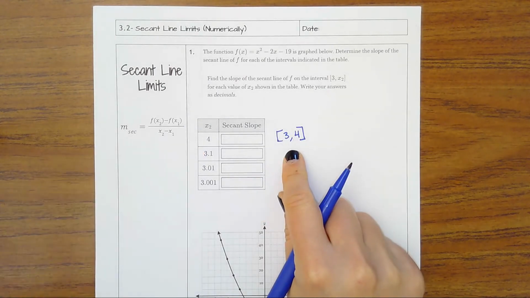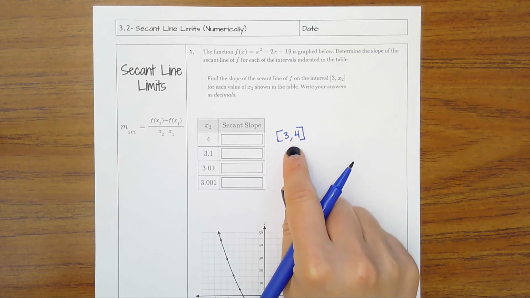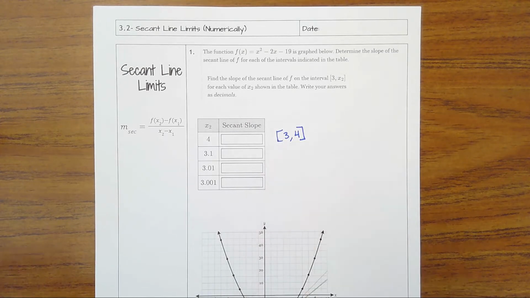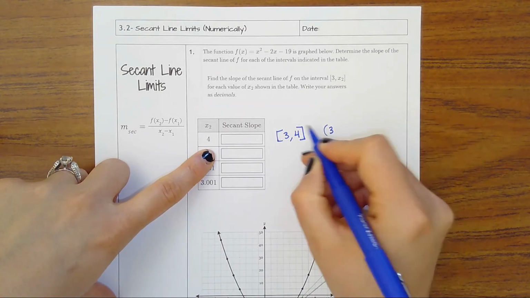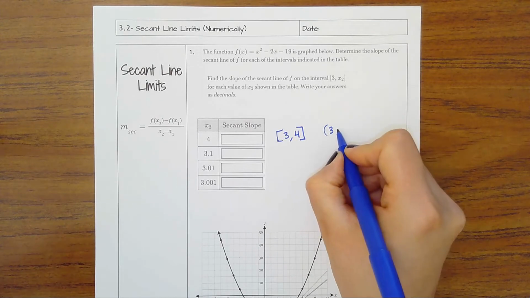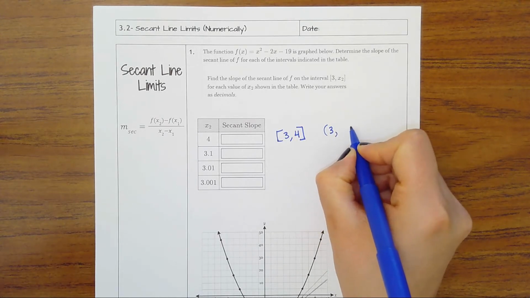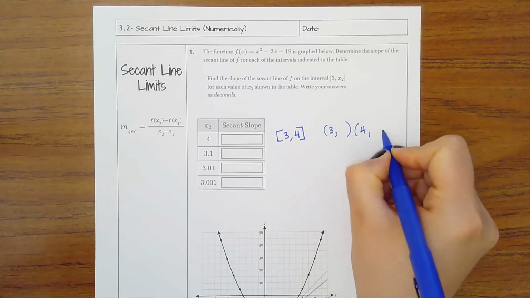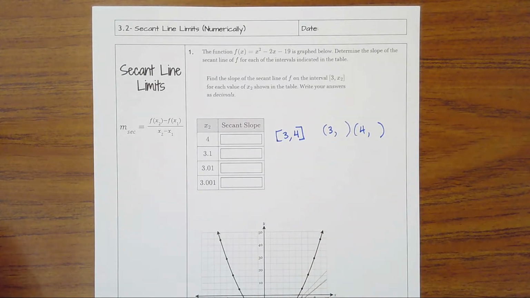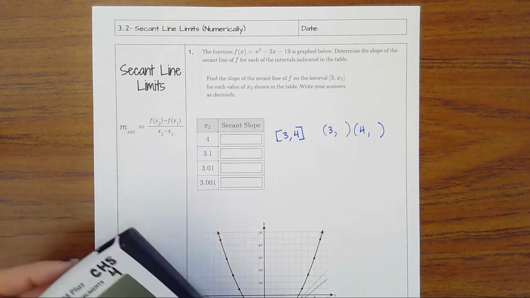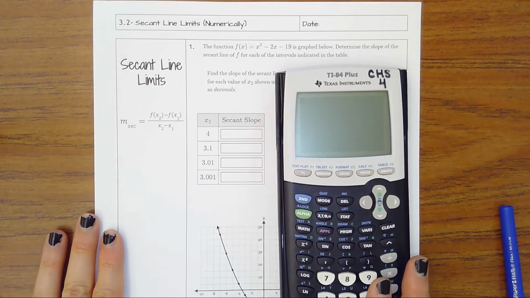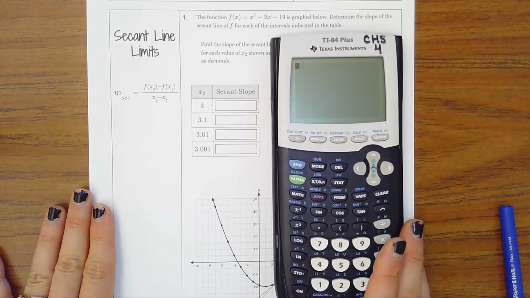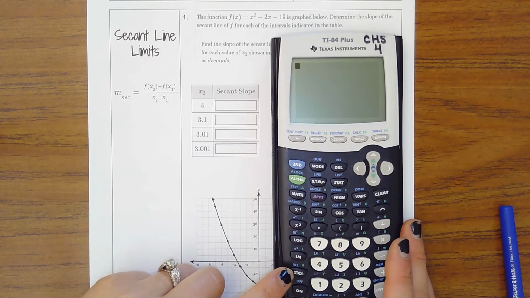And I use these brackets instead of parentheses to show that these are x values instead of an ordered pair. So what you could do is go through and figure out, okay, 3 comma what, and then 4 comma what. And I'm going to show you a quick way to plug in numbers to your calculator. On a TI, there's this button that's STO with an arrow, all the way here above the on button.